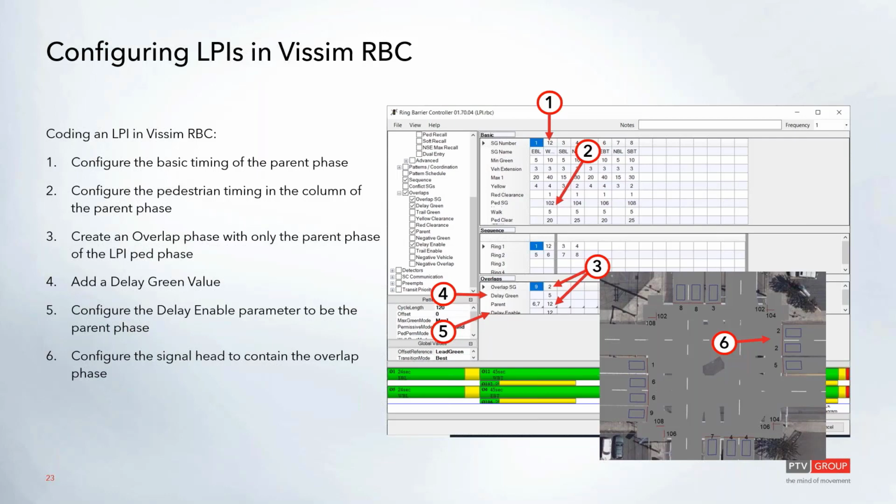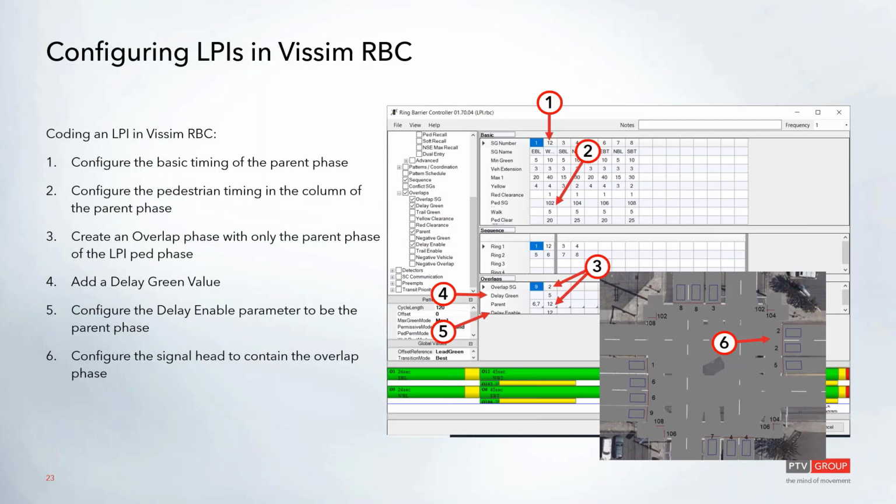And in this case, we've coded it so that the walk timing is the same as the LPI timing. So that way, when the vehicular phase goes active, the pedestrian phase goes into flash don't walk, so that theoretically new pedestrians won't step out into traffic. Then you need to enable that phase. So make sure that you enable that phase by selecting the parent phase in the delay enable section.